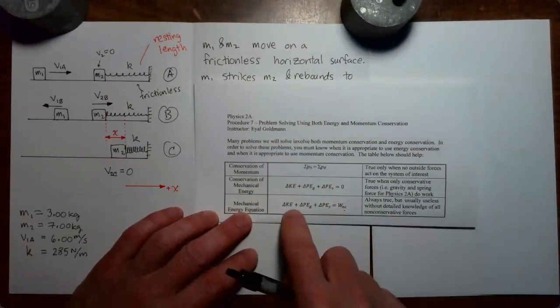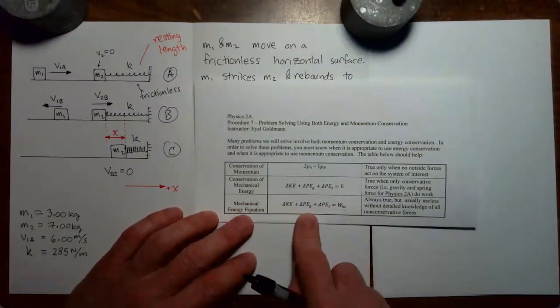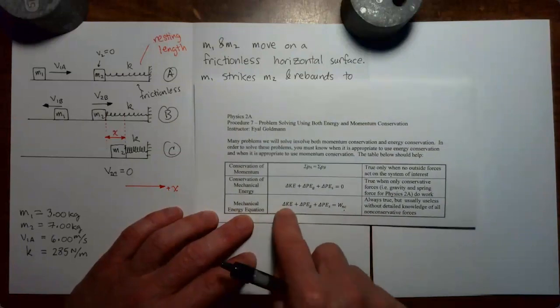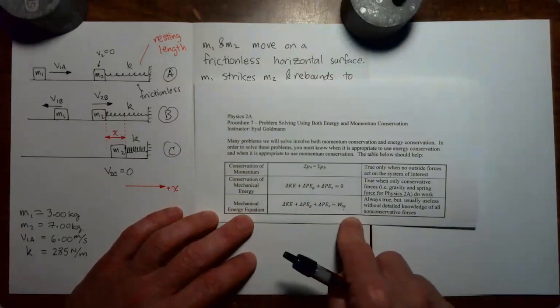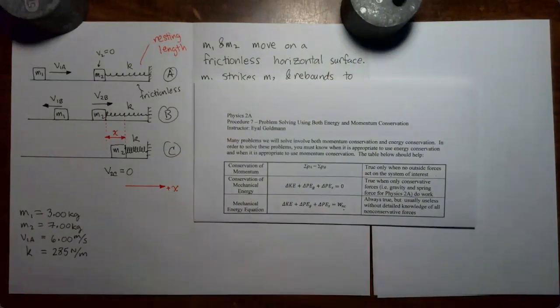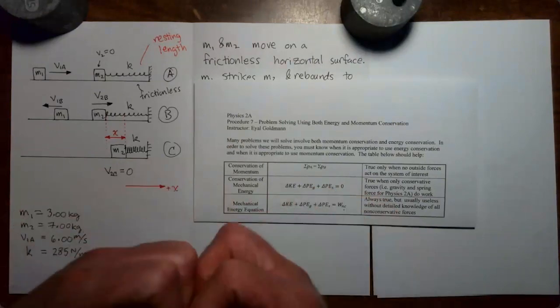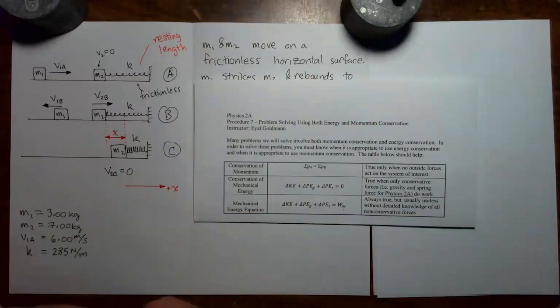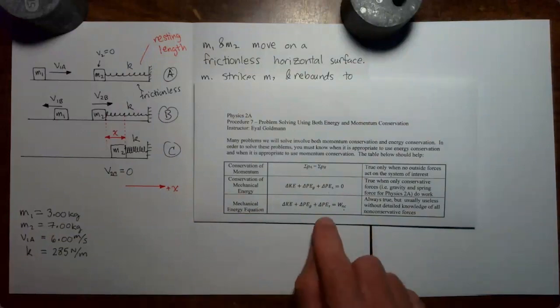Okay, what about this last option? Well, this last option, change in kinetic plus change in potential equals work done by non-conservative forces. This will actually be true, but it doesn't help us because we have no direct way of calculating the work that those non-conservative forces do during the collision. So that doesn't help us.